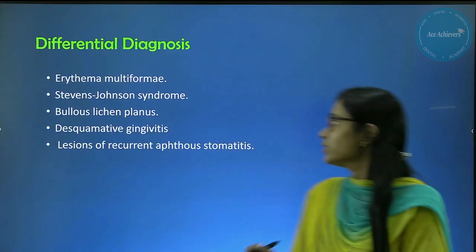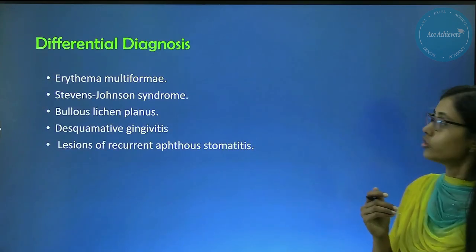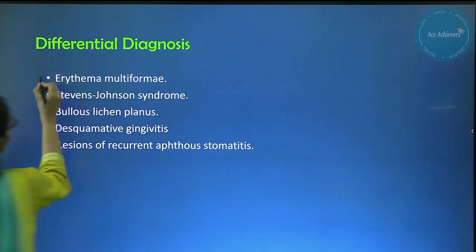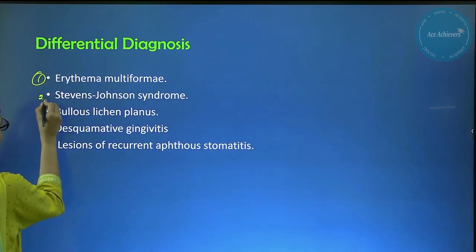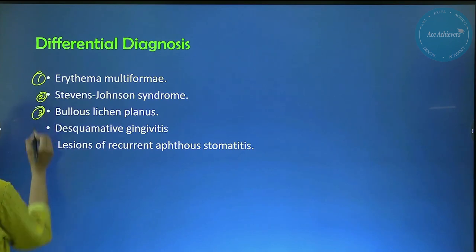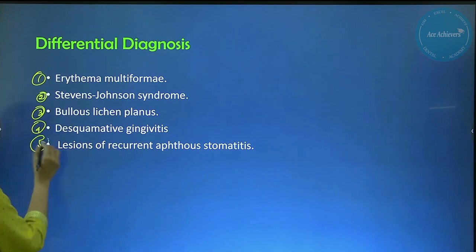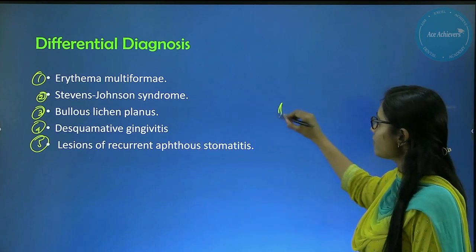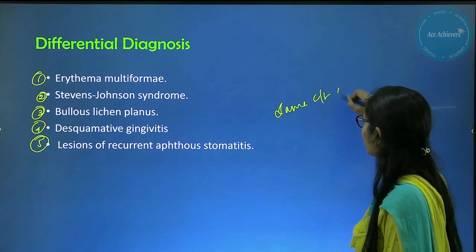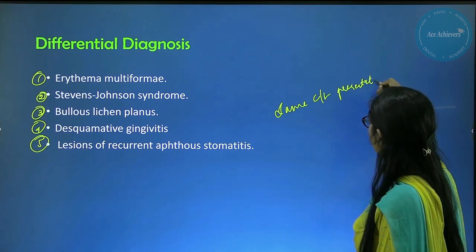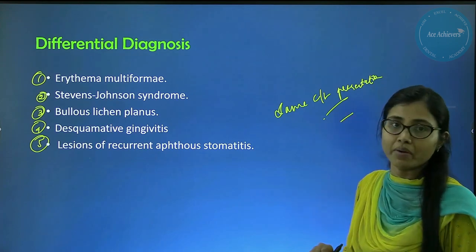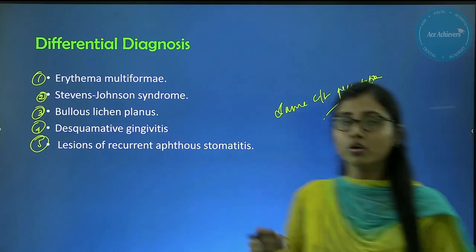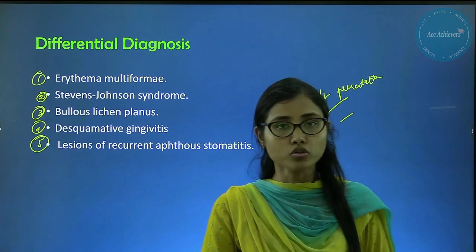Now, there are some differential diagnoses, other lesions which present with the same clinical presentation, like erythema multiforme, Stevens-Johnson syndrome, bullous lichen planus, desquamative gingivitis, and lesions of recurrent aphthous stomatitis. These conditions show a clinical presentation similar to primary herpetic gingivostomatitis, so you have to always narrow down with your history and be able to rule out the diagnosis.